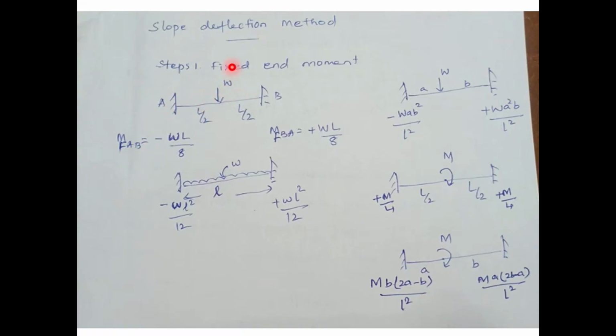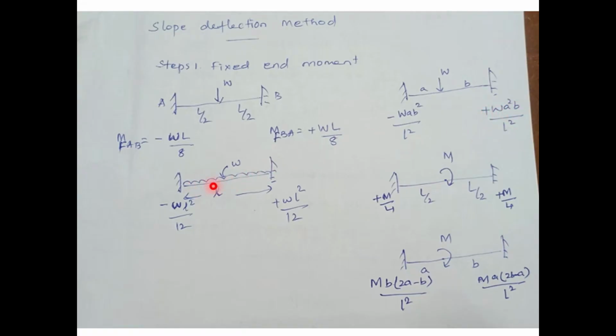In case of a concentrated load, which is acting at the center of the span, the left side fixed end moment is MFAB equals minus WL by 8. Right side fixed end moment, MFBA, is equal to plus WL by 8. In case of a concentrated load eccentrically placed, that means the load is acting at a distance a from the left support and b from the right support, the left end fixed end moment is minus W a b square by L square. The right end fixed end moment is plus W a square b by L square.